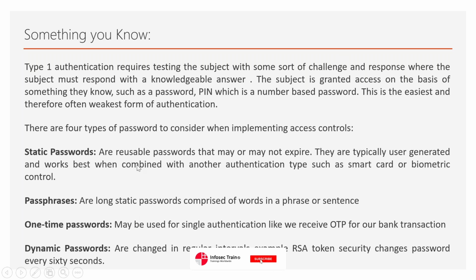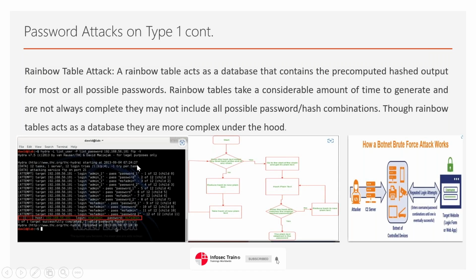Now, when we talk about type 1 authentication, that is something you know, there are some kinds of attacks which also exist in type 1. What are the types of attacks in type 1? One is the rainbow table attack. Then you have something called a dictionary attack. Then there is something called a brute force attack.